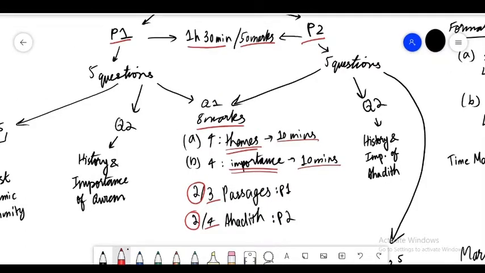I forgot to mention this first, but you have to attempt 4 out of the 5 questions, so you're given an option. The first 2 questions are the compulsory questions. You have to attempt the first 2 questions in both of the papers, and then you have an option to attempt 2 out of the rest of the 3. So you attempt either question 3 or 4, or 3 or 5, or 4 or 5. You have an option to leave a single one out of the 3.